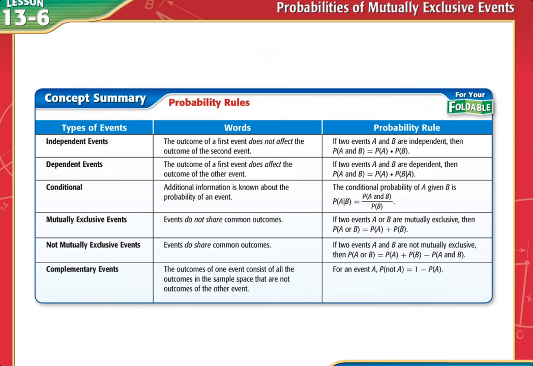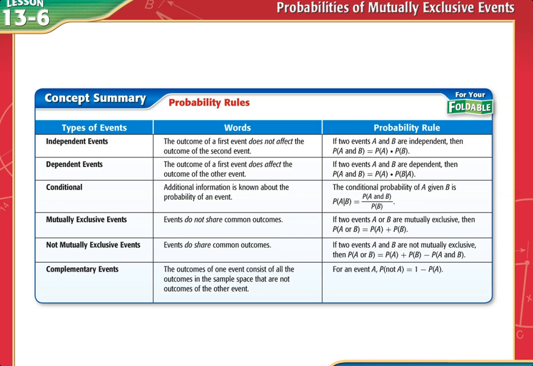All right. So here are the probability rules, as a little concept summary. The ones that we've gone over: independent, dependent, conditional, mutually exclusive, non-mutually exclusive, and then complementary events. If you want to take a picture of that, that'd be definitely helpful.